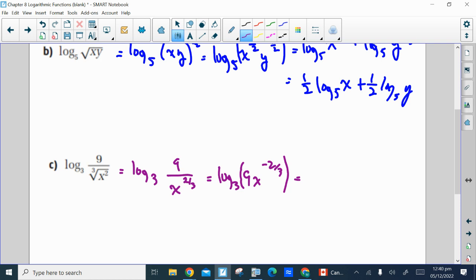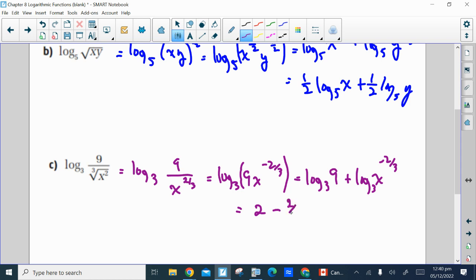And so on top, we've got the product of 9 and x to the negative 2/3. So we can break those up using the product law. That'll be log base 3 of 9 plus log base 3 of x to the negative 2/3. And log base 3 of 9 would be 2. That's asking 3 to what power is 9.